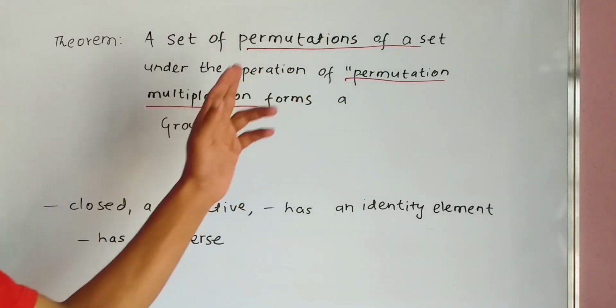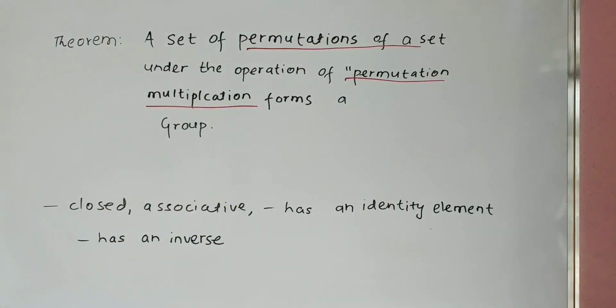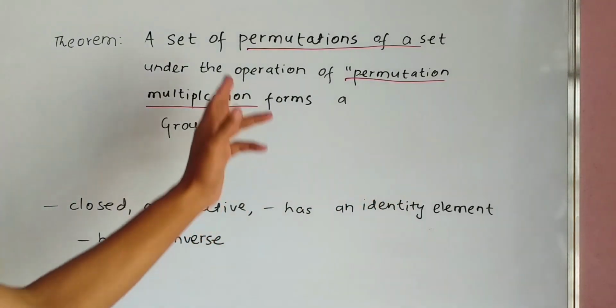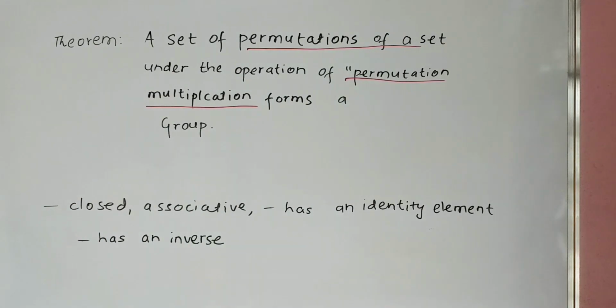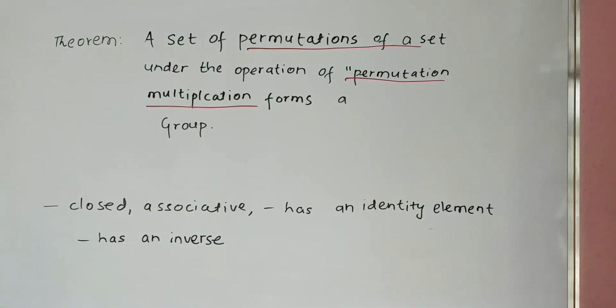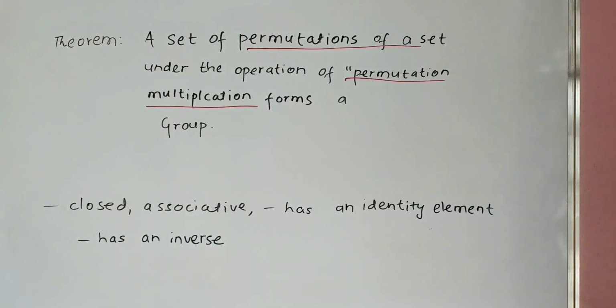A set of permutations of a set under the operation of permutation multiplication forms a group. The proof is very easy and straightforward. A permutation is nothing but a bijective function. Therefore, the composition of two bijective functions is again a bijective function from S to S. Therefore, the set of permutations is closed. Second, for associativity, the operation permutation multiplication is a function composition and the operation of function composition is associative. Therefore, this set follows the associative axiom.